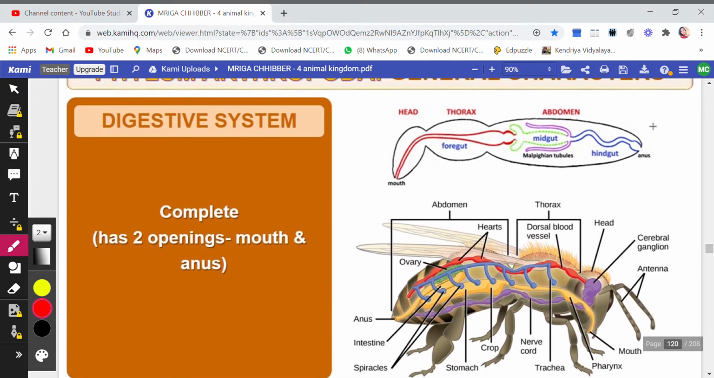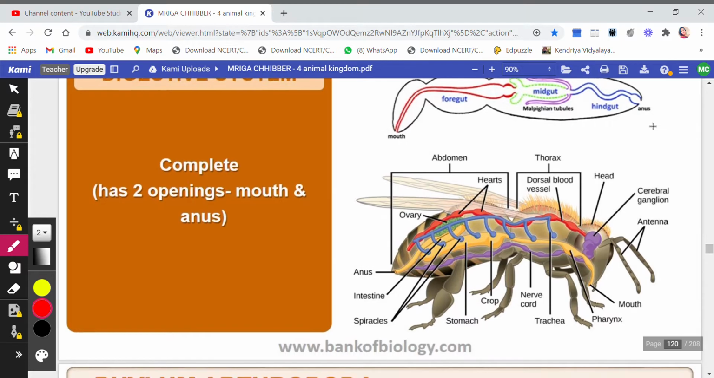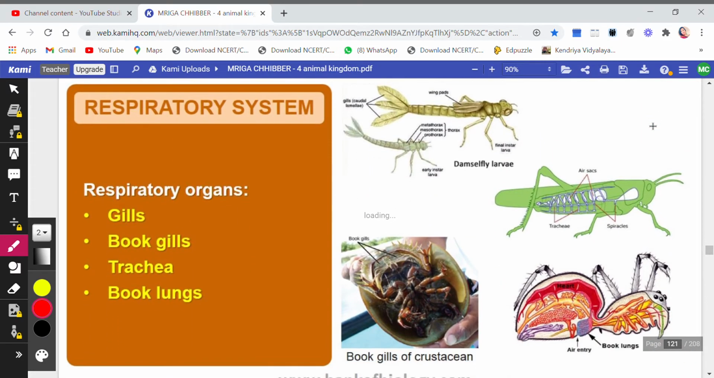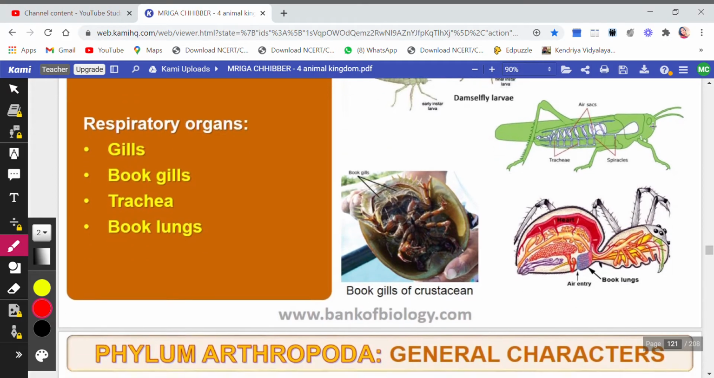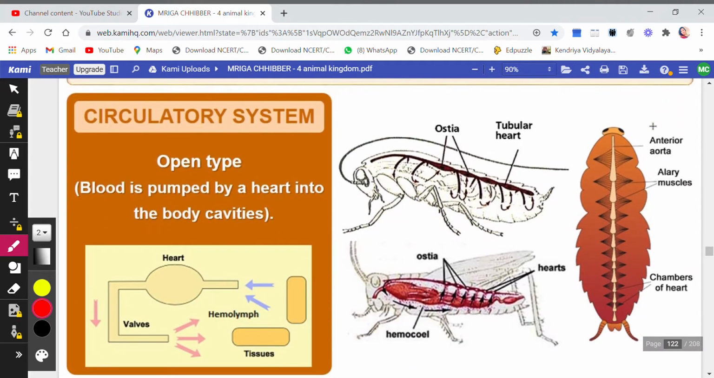Okay, next is digestive system, of course, complete. That has two openings, mouth and anus, as you see here in the figure also. The respiratory systems are of various types. Gills are also present. Some may have book gills, some may have trachea, some may have book lungs. So just need to know these respiratory systems. You're not supposed to go in deep at this point of time in class 11th.